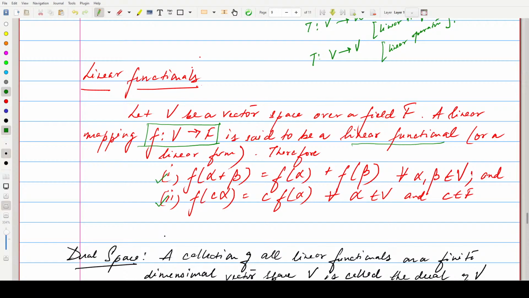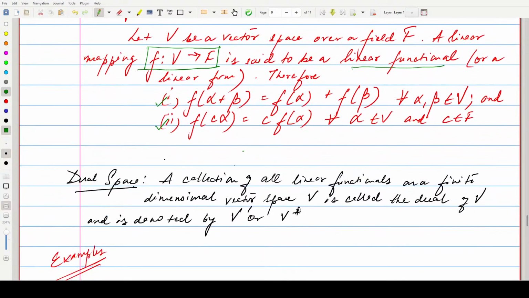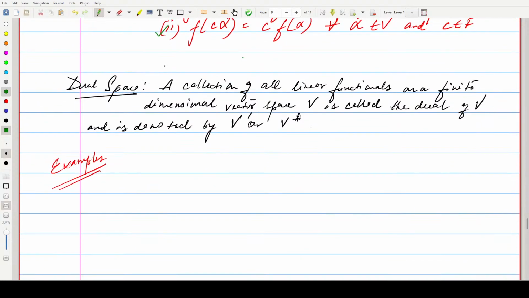So how does that work? We'll get to how that works, but we need to define something called a dual space, right? A collection of all linear functionals on a finite dimensional vector space V is called the dual of V and is denoted by V dash or V star. Right. So let's look at some examples.